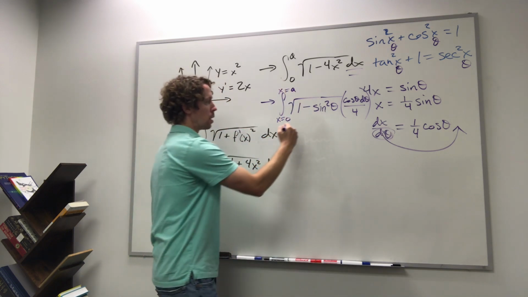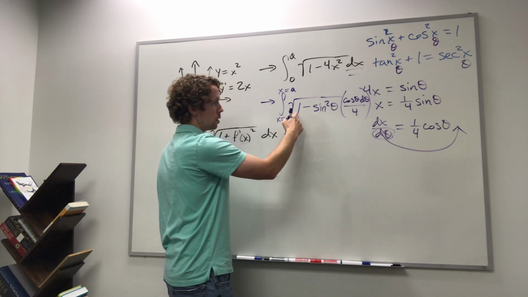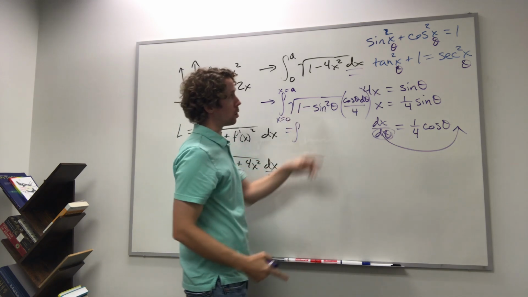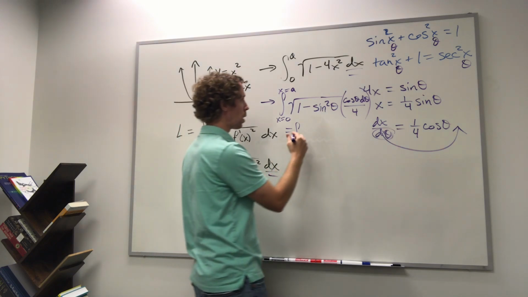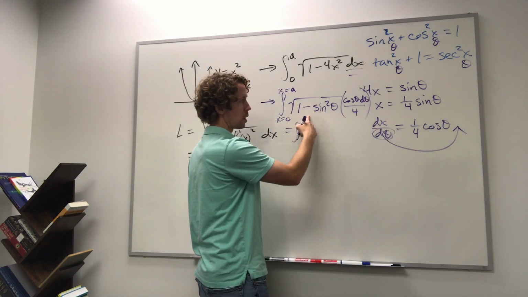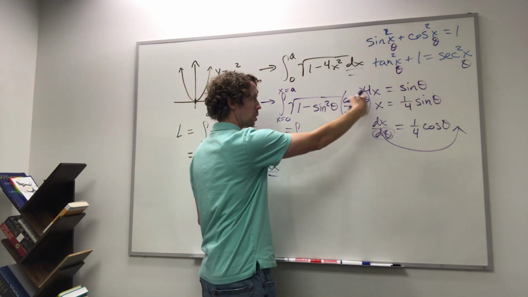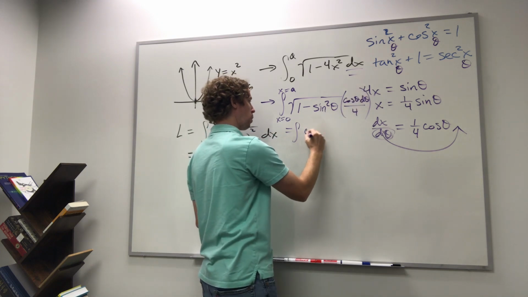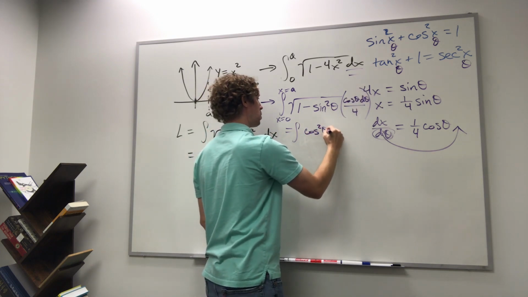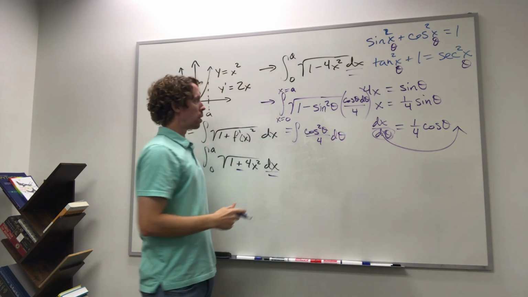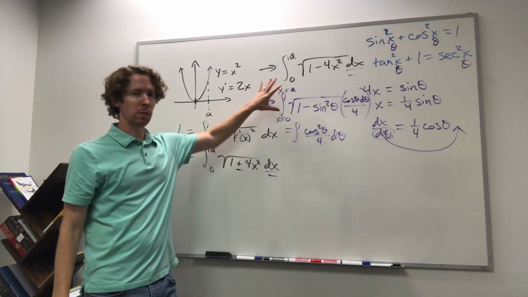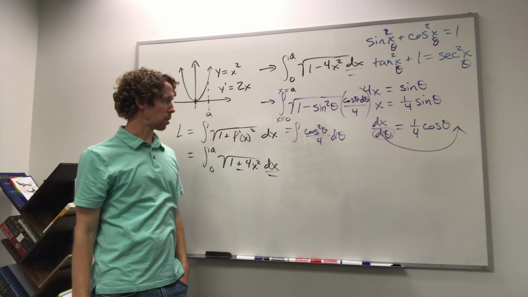All right, so then the 1 minus sine squared again turns into cosine squared. The square root of cosine squared is cosine theta. The cosine theta multiplied by this part gives me cosine squared over 4. And then I'm going to leave my bounds alone for now. I'll come back to those later.